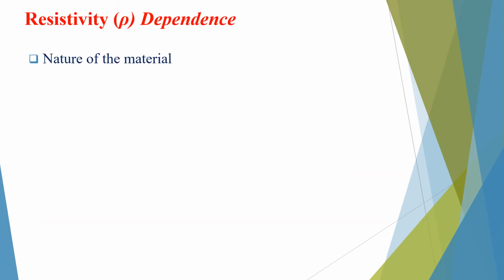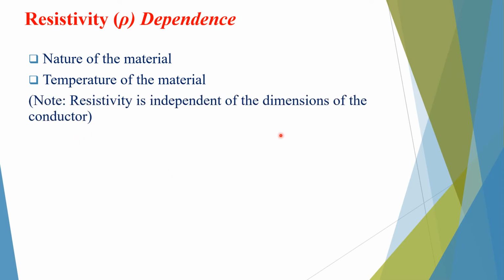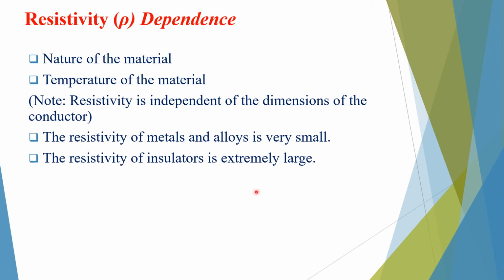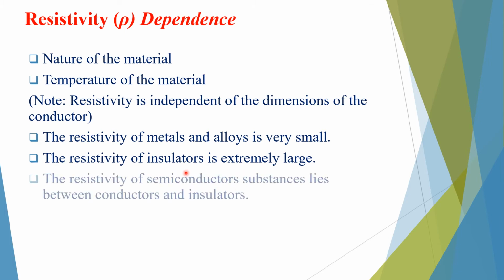Resistivity depends upon the nature of the material and temperature of the material. Resistivity is independent of the dimensions of the conductor. The resistivity of metals and alloys is very small. That's why metals are good conductor of electricity. The resistivity of insulators is extremely large. That's why they do not conduct electricity. The resistivity of semiconductor substances lies between conductors and insulators.